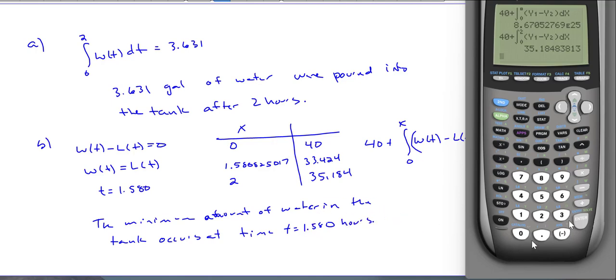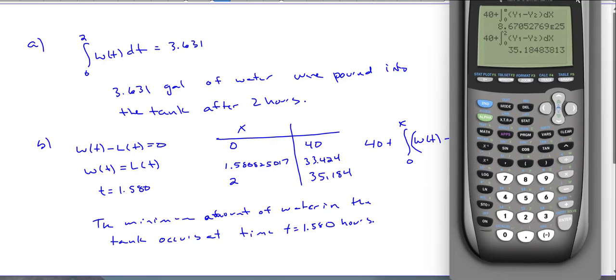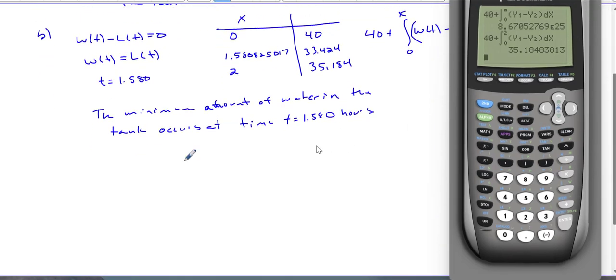Okay. Part C, you guys already working on it? I think this repetition really helps. Is the amount of water in the tank increasing or decreasing at time 1? This is the easy one because they already gave us the rate. All we have to do is check to see what that rate at 1 is equal to. So rate in is W of 1 minus L of 1.